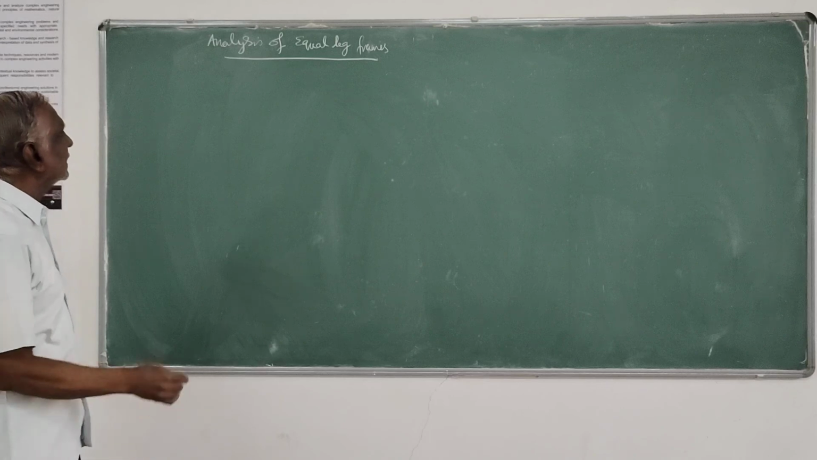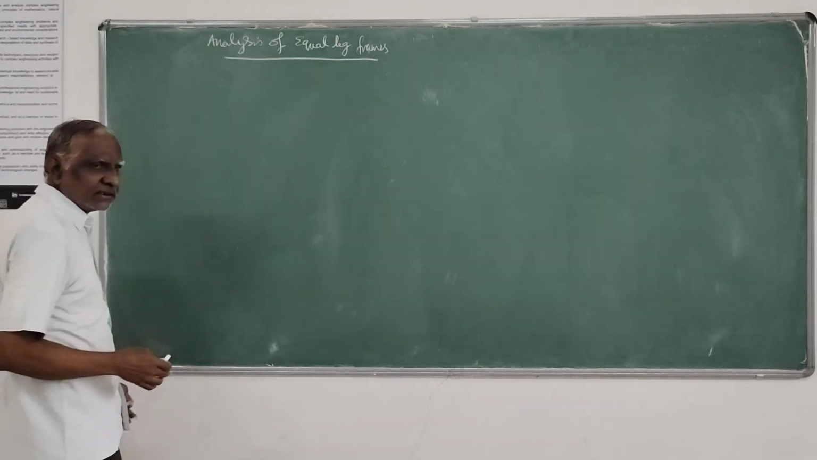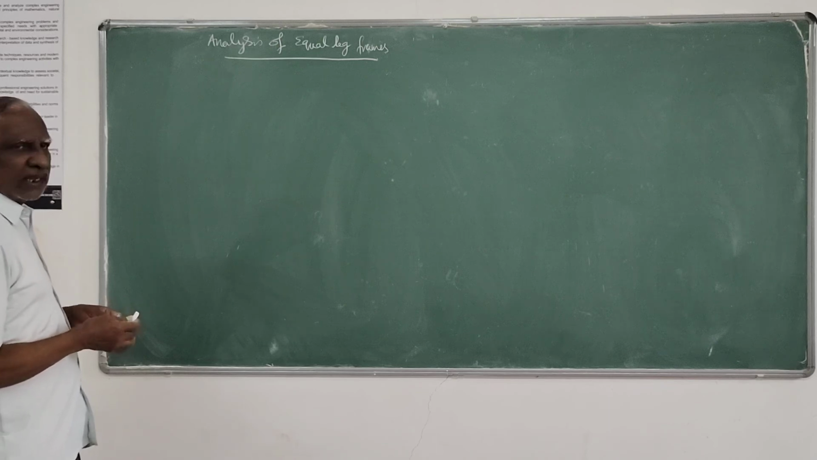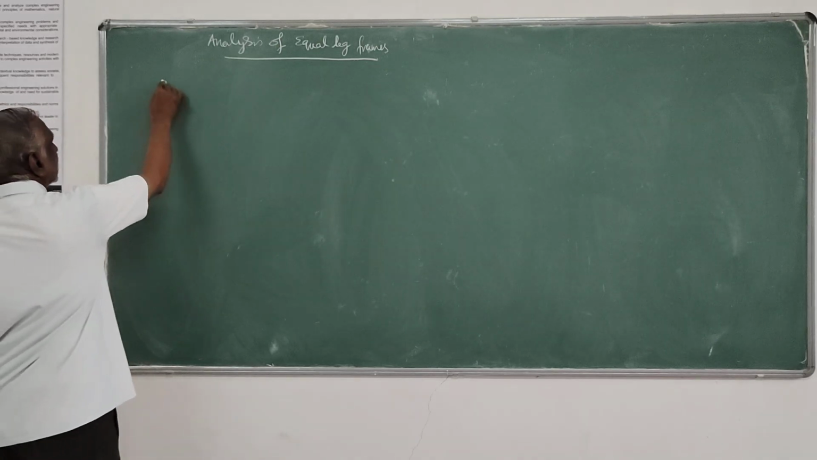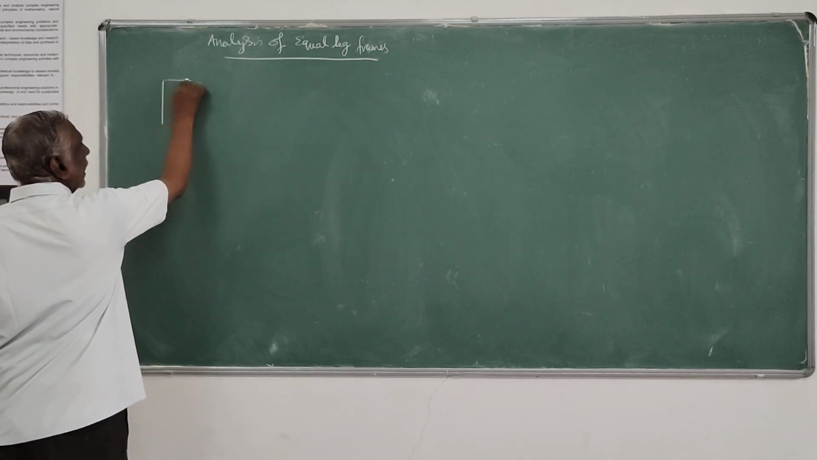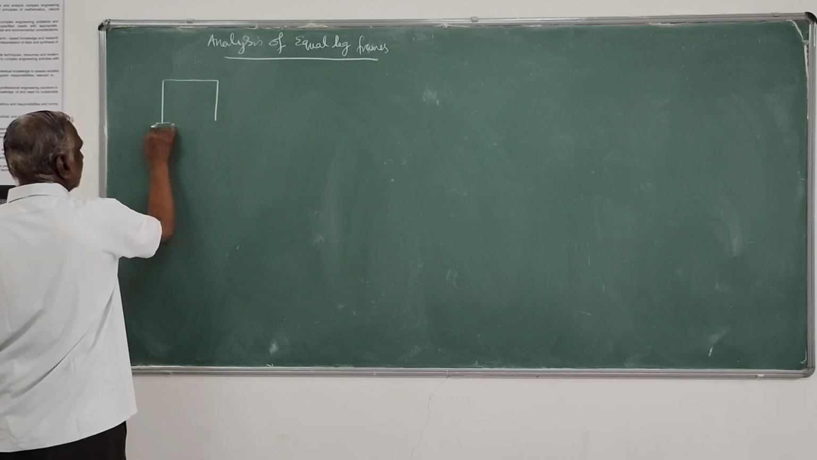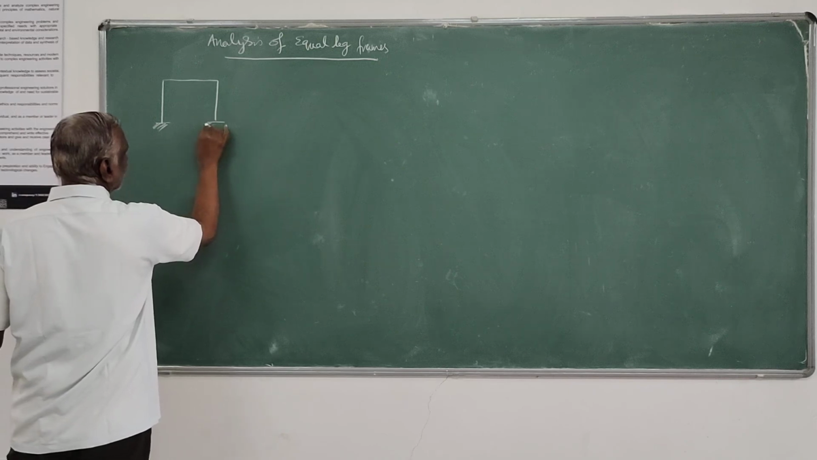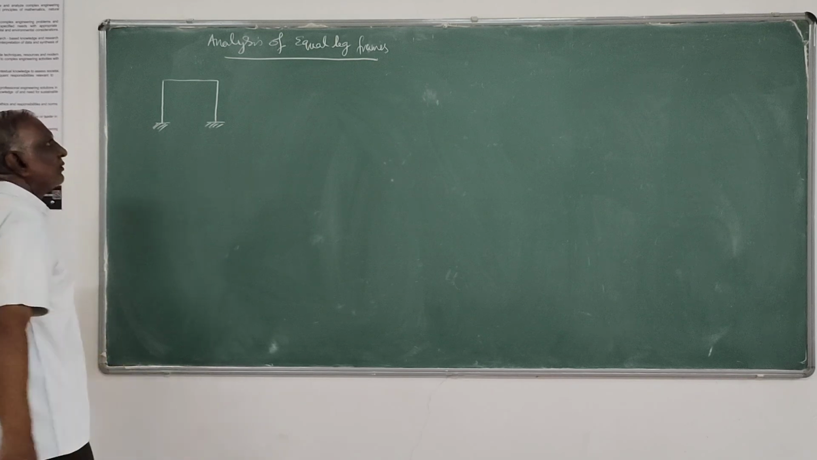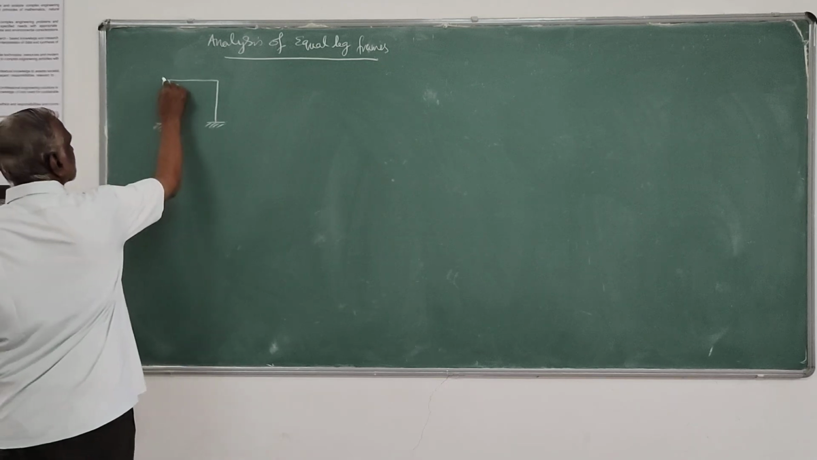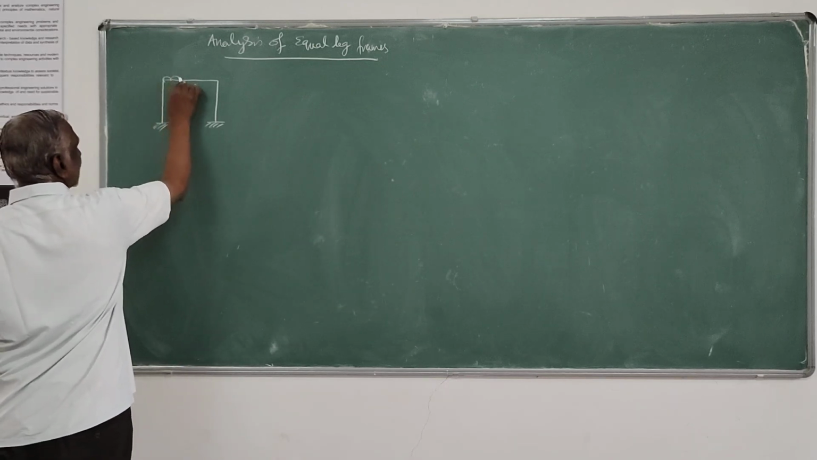So let us take analysis of equal length orthogonal plane frames by Kani's method. Already we have done a problem with unequal length. Now we will take up an equal length orthogonal plane frame having the same height. So we will take up this example.